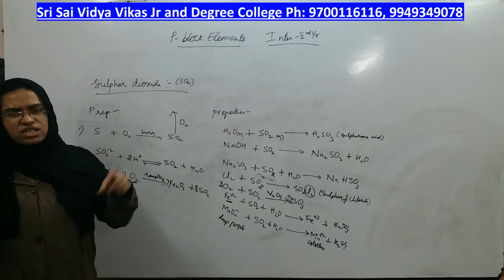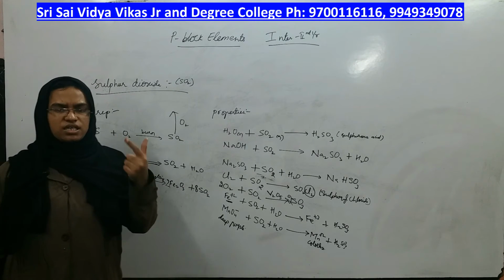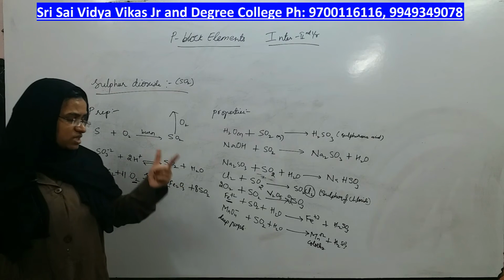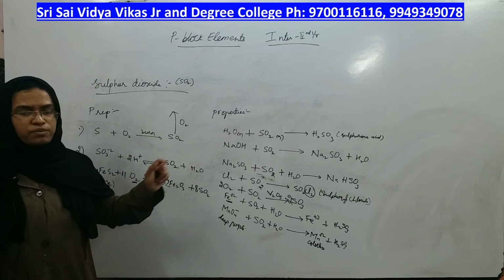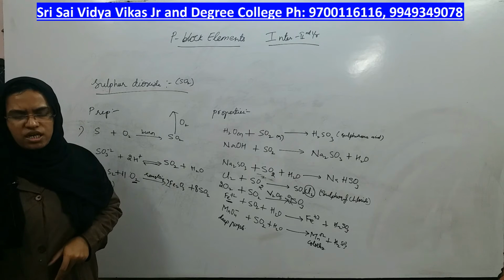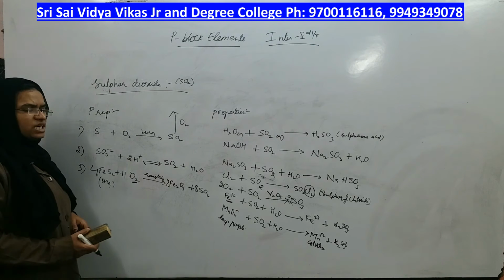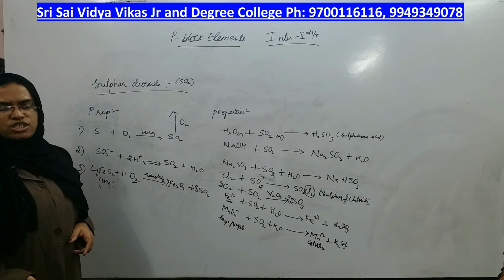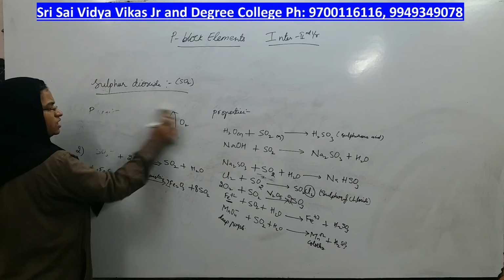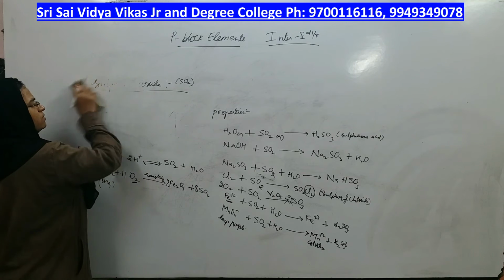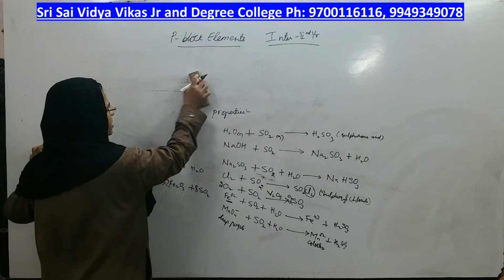So these are the important properties of sulfur dioxide. In some reaction it is acting like acidic oxide, in another reaction it is oxidizing others, in another reaction it is reducing others, right? These are different properties of sulfur dioxide. Now what we will see is oxoacids of sulfur, not oxides of sulfur. Oxide of sulfur is only one, but oxoacids are many.